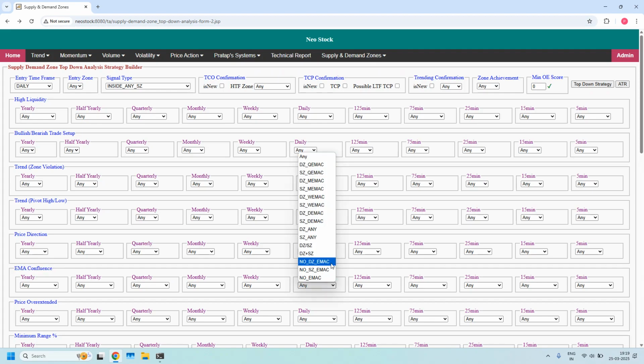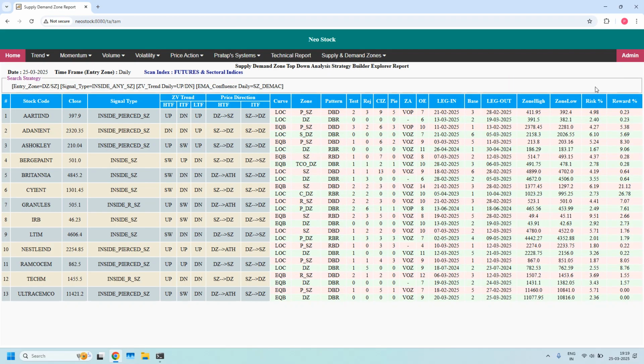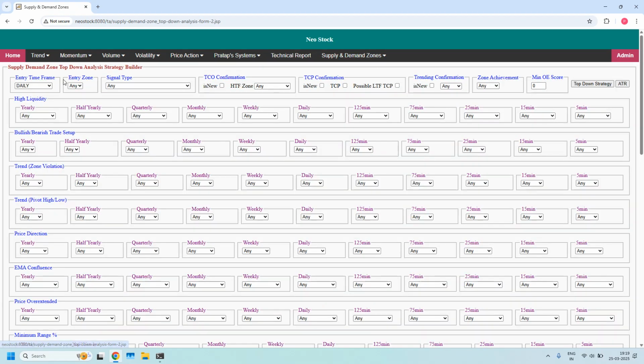Daily time frame, daily supply zone having daily EMA confluence filter is enabled, and also trend on the daily time frame should not be sideways. It can be up or down. With these filters, we got 13 stocks. Price closed inside the daily supply zone, and these daily supply zones are having daily EMA confluence. Okay, this is about daily time frame. Next time frame is 125 minutes.